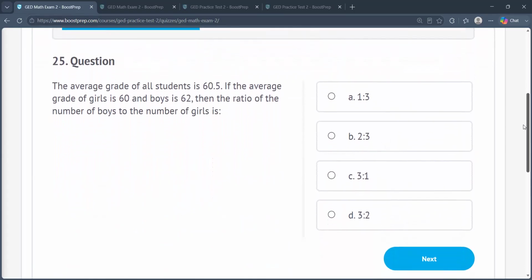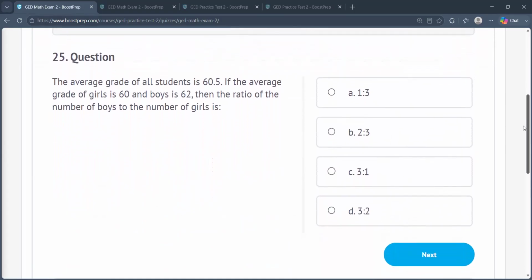Okay, 25. Oh, this one was a bit confusing. 25 says the average grade of all students is 60.5. If the average grade of girls is 60 and boys is 62, then the ratio of the number of boys to the number of girls is... So it's a bit confusing. So what I'm going to do is get some variables and I'm going to label them very carefully.